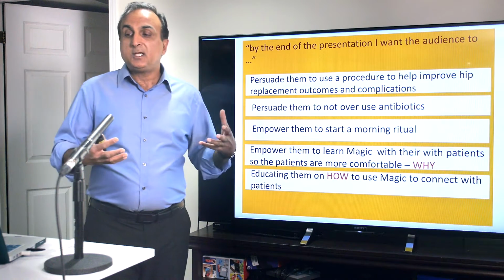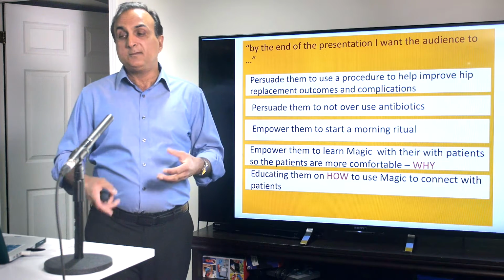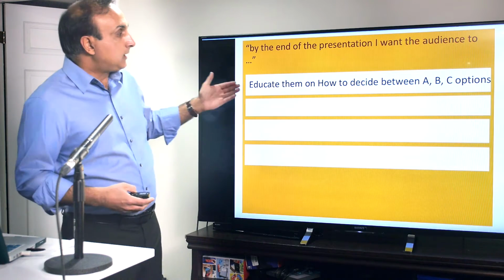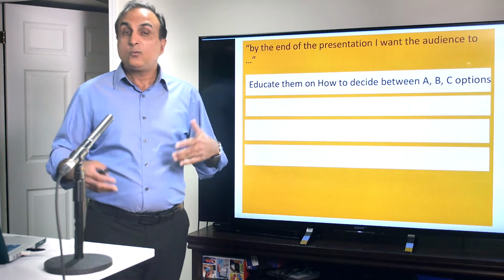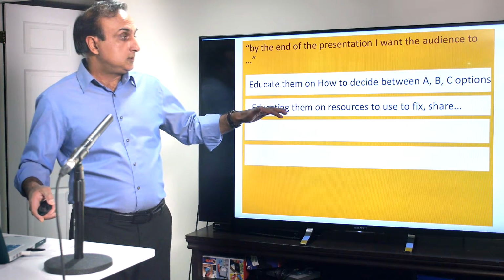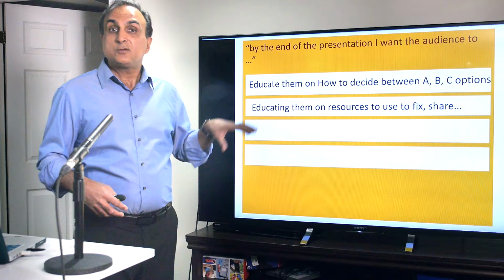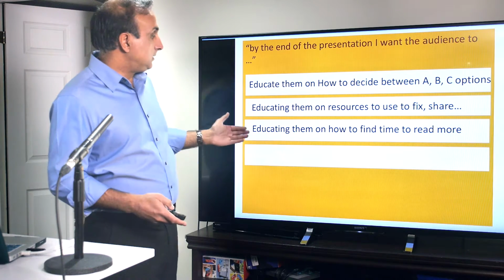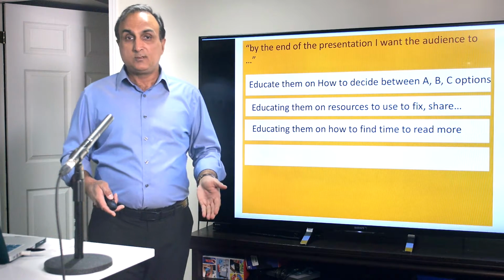And another example is educating them on how to use magic to connect with patients. So there's a how aspect of it. Some other examples would be educating them on how to decide between different options, A, B, C, in, say, a treatment plan, or whatever it is that you're trying to present. Educating them on a resource on how to fix something, or here's a resource that can benefit your organization. Here's a resource that you should share with other people. Another example would be educating them on how to find time to read more.